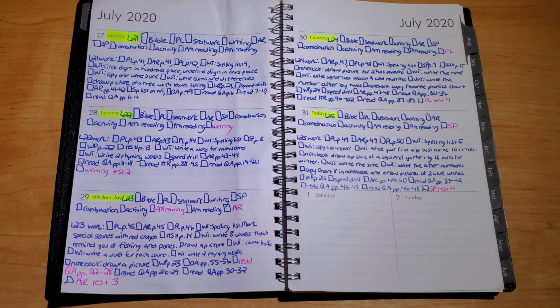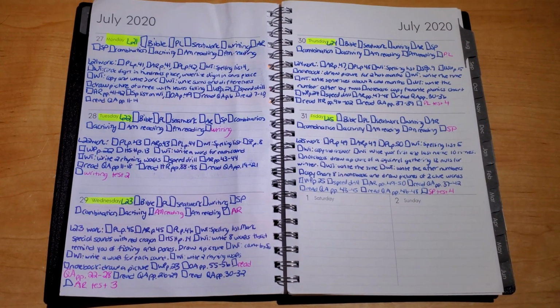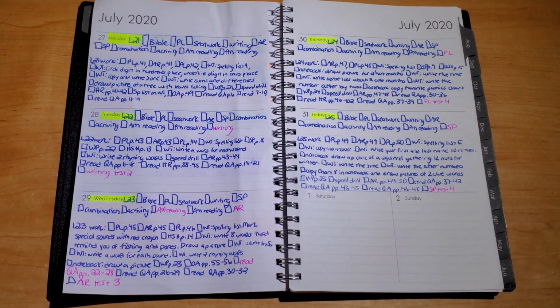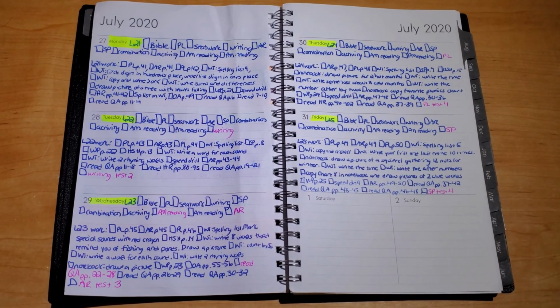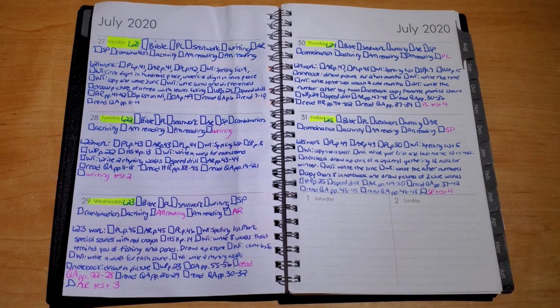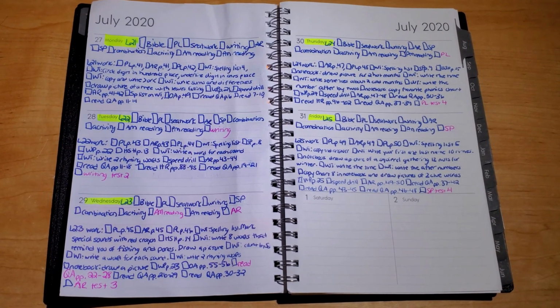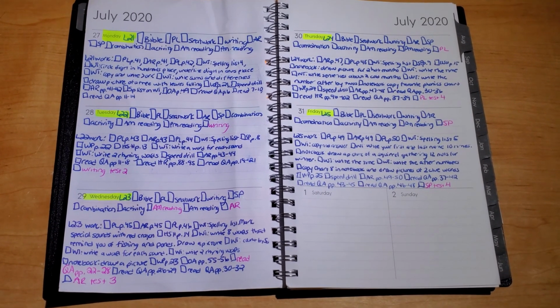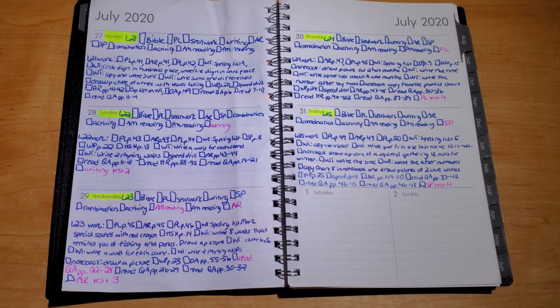AR is arithmetic, that's a different book. SP is spelling, and that's a different book. Writing tablet, that's a different book. Writing with phonics, which is WP, that is also a separate book.